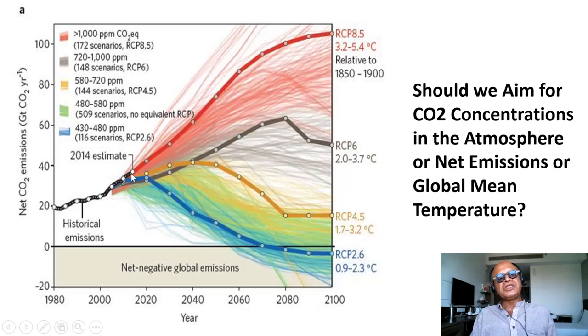What remains, as I said, in the atmosphere in terms of ppm, we are looking here at ppms. You can see the range here. Okay, so greater than 1000 ppm for RCP 8.5 for 172 scenarios, a large number of scenarios. 720 to 1000 ppm for 148 scenarios under RCP 6, and so on. So this is not easy. Do you want to try to cap the emissions, or do you want to focus on concentration in the atmosphere and uncertainties that go with it in terms of model carbon cycle in converting emissions into concentrations as well?